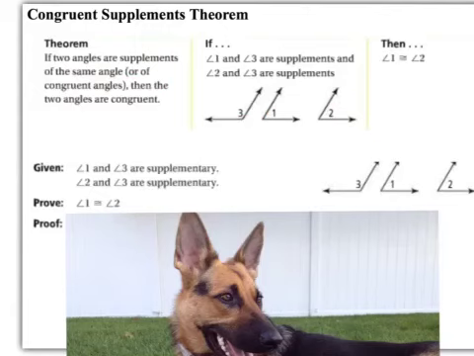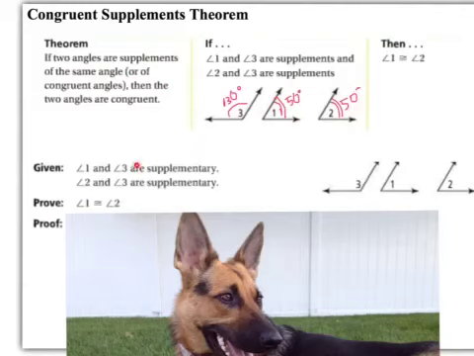So if we put numbers to it, if angle 1 was 130 degrees, and angle 3 was 50 degrees, 1 and 3 are supplements. That makes sense. They add up to 180. But that means that if 3 and 2 are also supplements, the only possible measure for this would be 130 degrees. So that means angle 1 and angle 2 must be congruent to each other, which we can see is the only possibility here. So let's prove this.